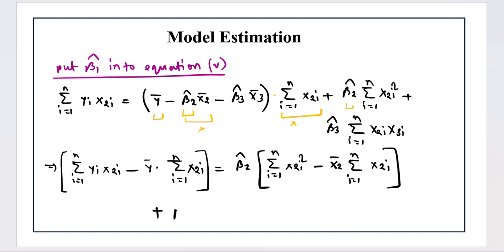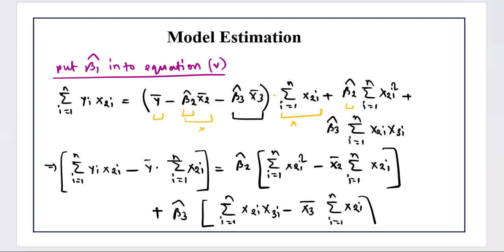And again, take beta 3 cap common from the rest of the terms. If you do that, you will have summation i from 1 to n x2i x3i. And then minus, see here you have one beta 3 cap term, so this will be x3 bar summation i from 1 to n x2y. Right? So this is the thing that you have to perform.